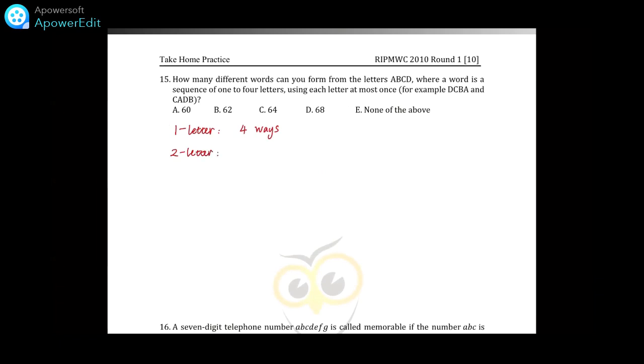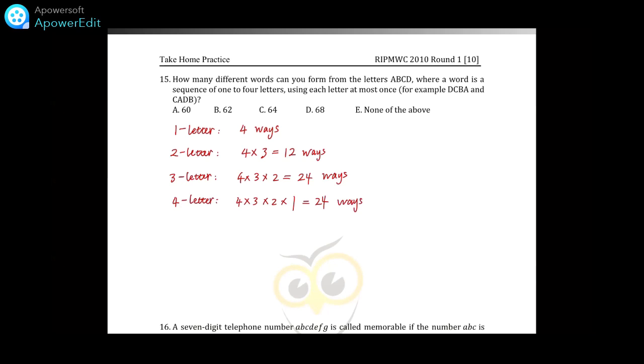If we use 2 letters, the first letter is 4 ways, the second letter is 3 ways. 4 times 3, 12 ways. If it's a 3-letter word, it's 4 times 3 times 2, 24 ways. Then lastly, if it's a 4-letter word, all 4 letters are used, and it's 4 times 3 times 2 times 1, 24 ways.